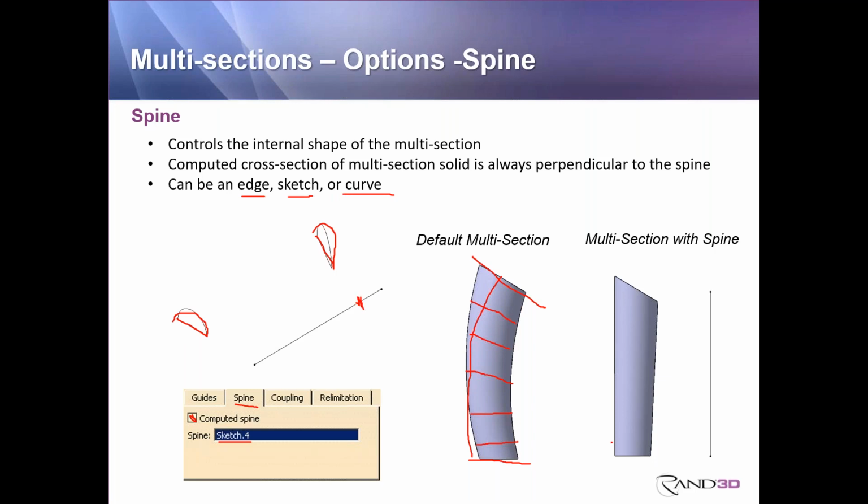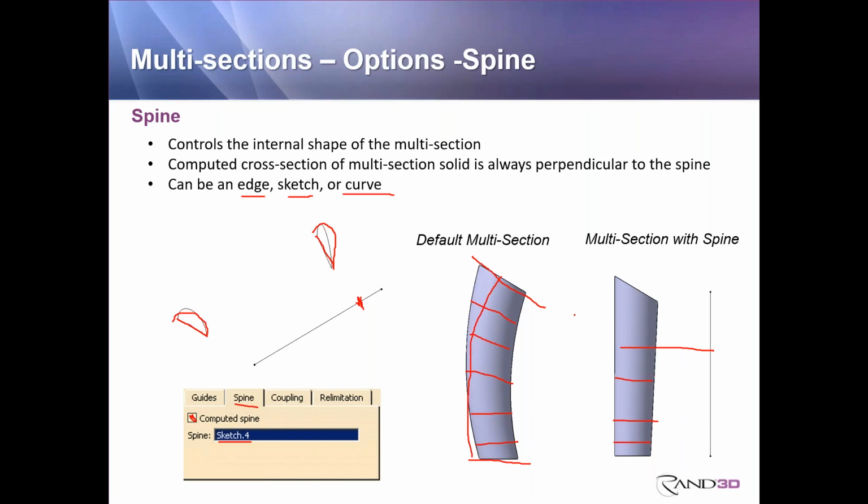So now notice when it makes the intermediate cross sections, these intermediate cross sections have to be created perpendicular to that spine, which is the straight line on here. So it does influence the shape quite a bit in that case. Now the spine curve, you can only have one spine, and it does not have to intersect the sections. The spine curve is way over here to the side. If you're going to make a guide curve, then again, the guide curves have to intersect the actual sections.